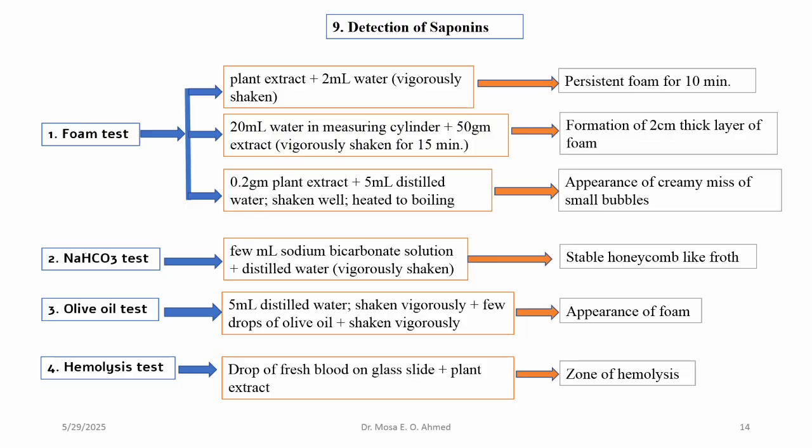The second test of saponins is addition of sodium bicarbonate. Sodium bicarbonate solution can be dissolved in distilled water with vigorous shaking. So if saponin is present in the extract, a stable honeycomb-like froth is formed.